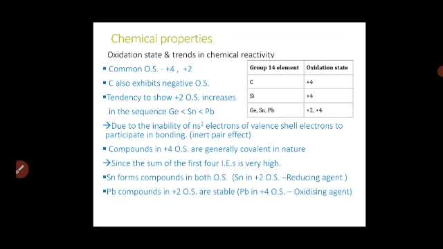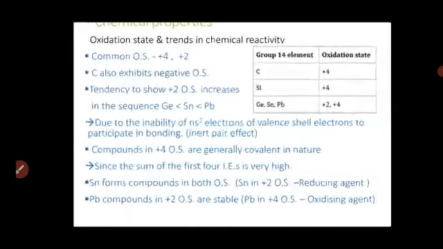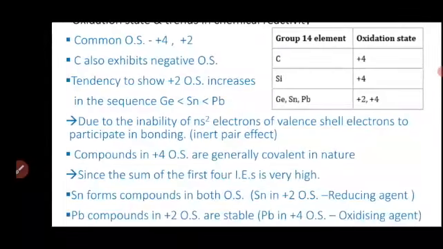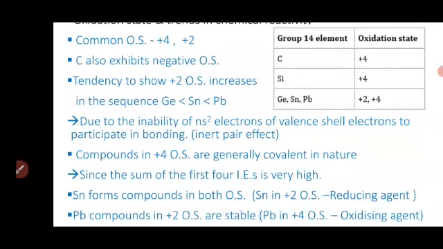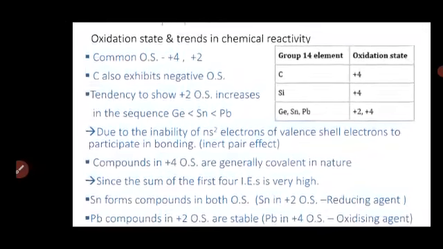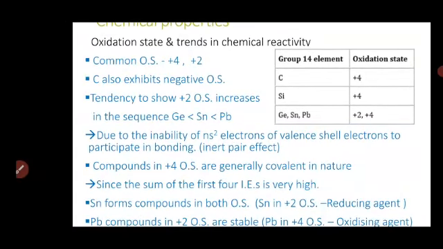Now what is one more speciality? Carbon. Yes, carbon even shows a negative oxidation state whenever it is in the form of carbides. So the tendency to show +2 oxidation state increases from germanium to lead. Now why is it? The reason is the inability of ns2 electrons of the valence shell to participate in bonding.